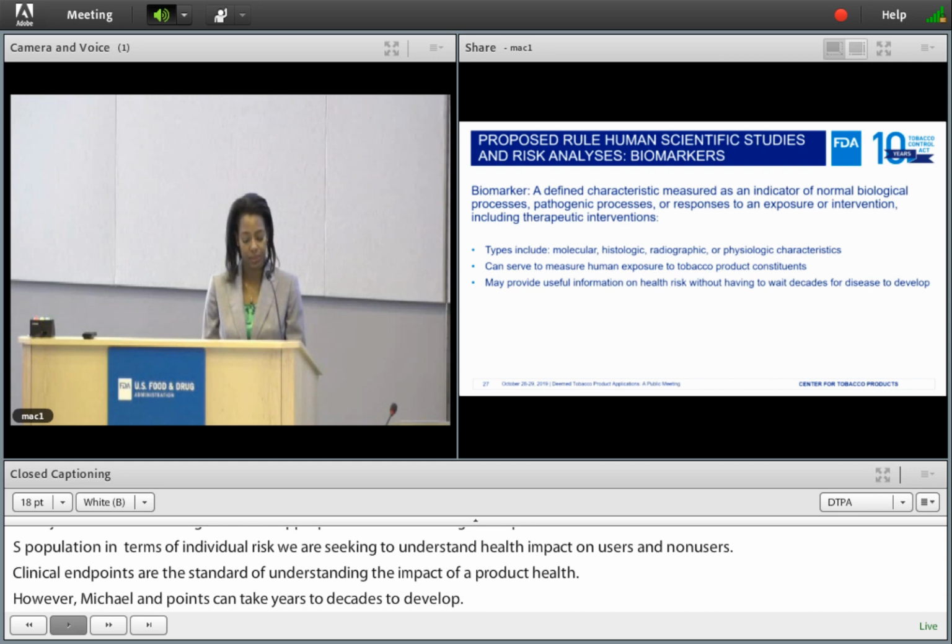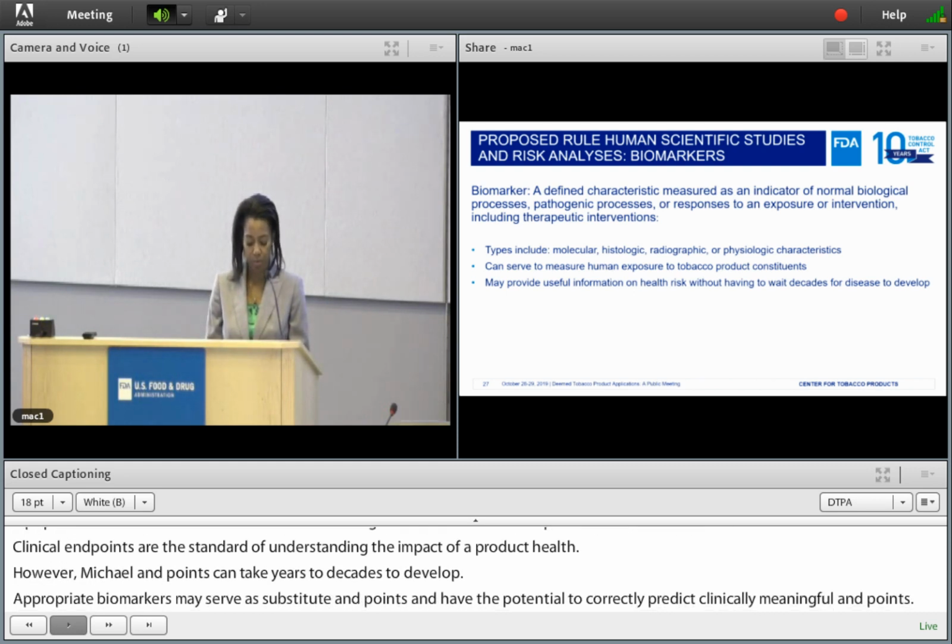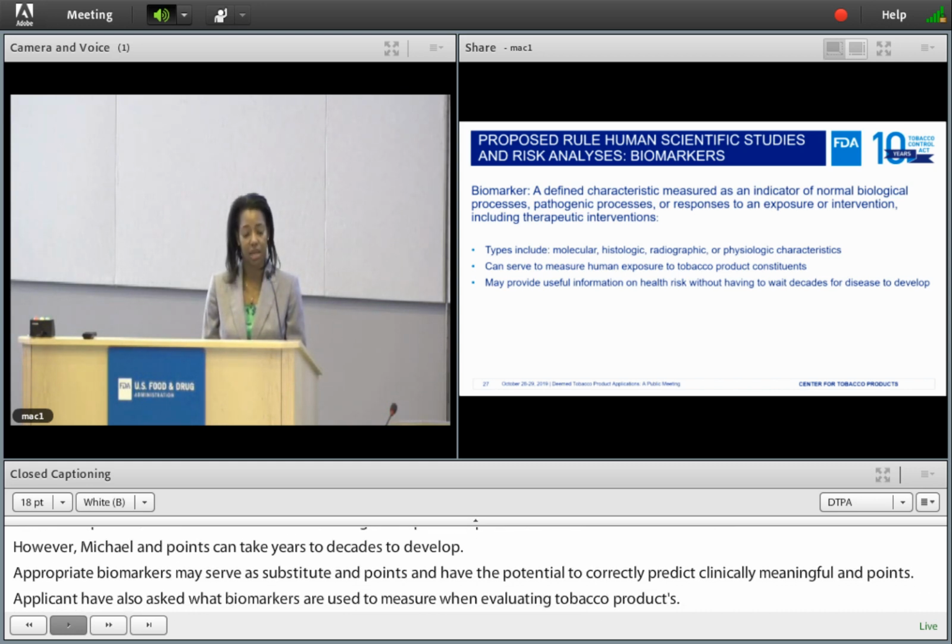Applicants have also asked, what biomarkers are used to measure when evaluating tobacco products such as ENDS? As with all biomarkers, those that are specific to exposure and have changes that are clinically relevant are the most useful. There is not an agreed upon panel of biomarkers established to understand ENDS' impact on human health at this time.